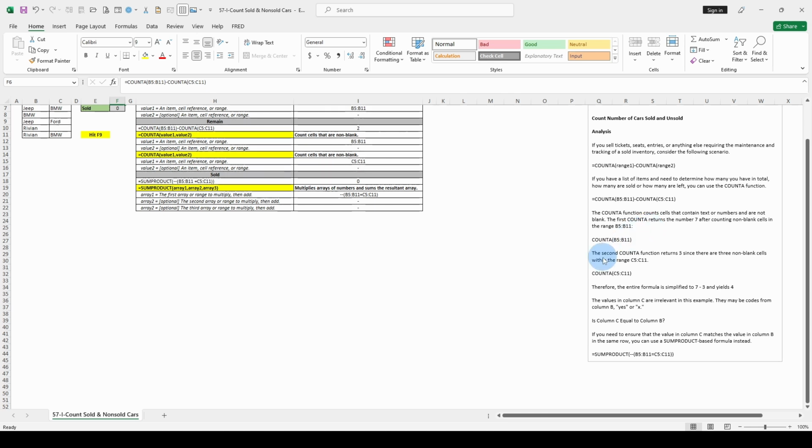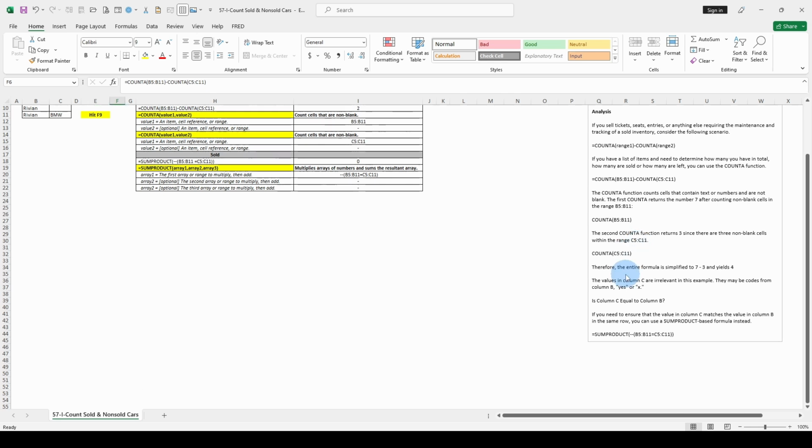The first COUNTA returns the number 7 after counting non-blank cells in the range B5 to B11. The second COUNTA function returns 3 since there are 3 non-blank cells within range C5 to C11. Therefore, the entire formula is simplified to 7 minus 3 and yields 4. The values in column C are irrelevant in this example. They may be codes from column B, yes or X, etc.